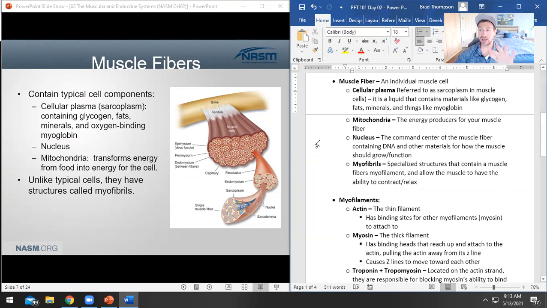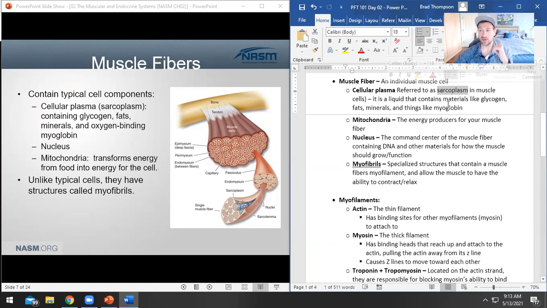So again, anytime you see the prefix myo, you're talking about muscles. Anytime you see the prefix sarco, you're also pretty much talking about muscles, but sarco means flesh. So you've got myo, which means muscle, and sarco, which means flesh. Both of those, I believe, are Latin, because scientists loved to be fancy back in the day and named everything in Latin. So we've got our sarcoplasm here instead of calling it cytoplasm.